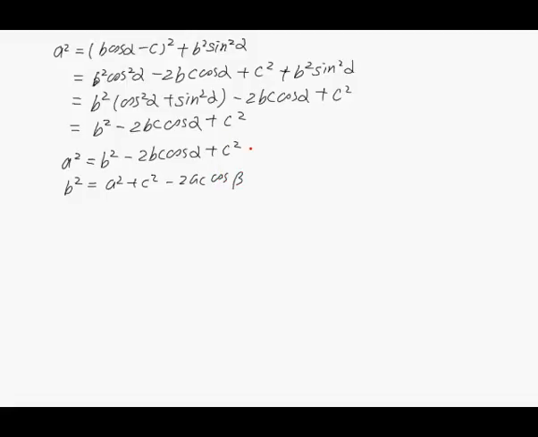You can also write this first formula in such a way: a squared equal to b squared plus c squared minus 2bc times cosine alpha. And then the third formula is c squared equal to a squared plus b squared minus 2ab times cosine gamma. So together, these three formulas are called the law of cosines.